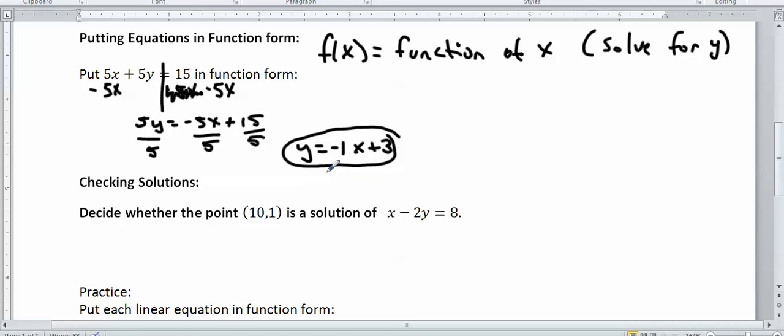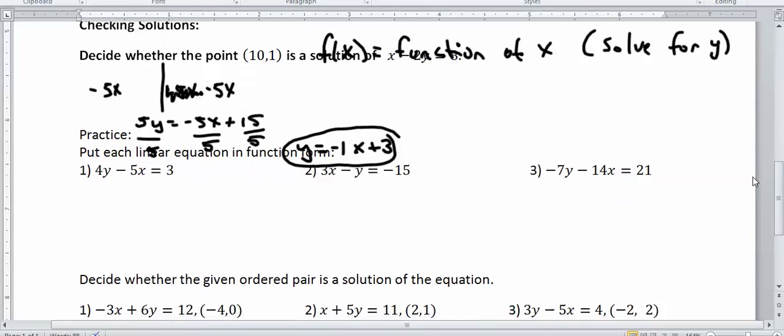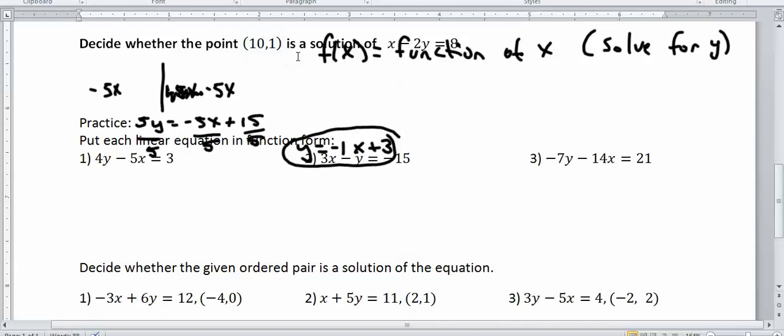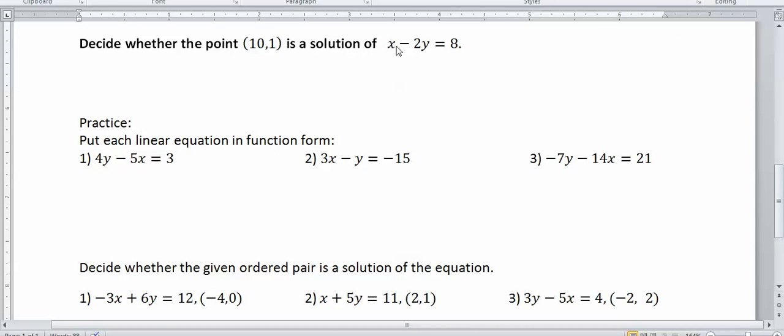Alright, so the other thing we're going to have to be able to do is to check to see if a solution is viable as part of a solution for a linear equation. So down here, I have to decide whether the point (10, 1) is a solution of x minus 2y is equal to 8. And so to do that, what I'm going to do is just see if it makes it true. I want to plug these values in to this equation in order to determine whether or not it's a solution.